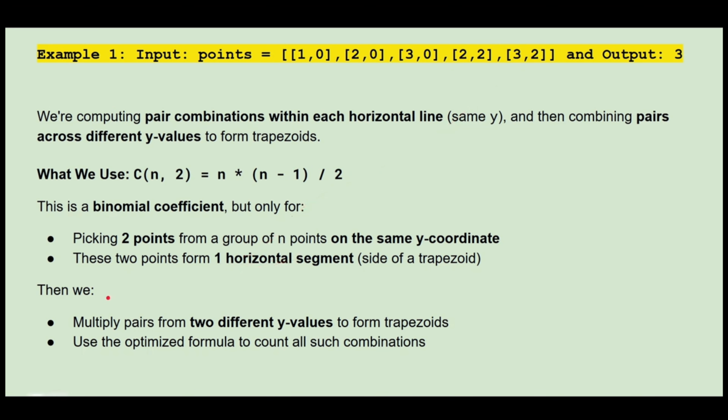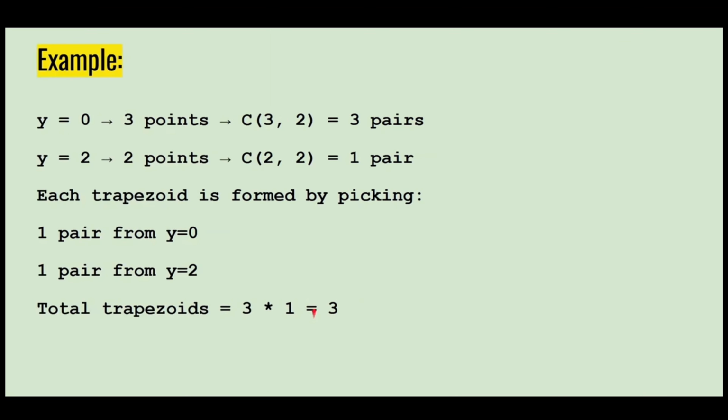Then we multiply pairs of two different y values to form a trapezoid. So we'll use the optimized formula to count all such combinations. Let's understand: when y is equal to 0, we have got 3 points. Similarly, from y equal to 2, we got the 2 points. We'll put in the formula that we have shown, and you will get the pairs. When you multiply, you will get 3 into 1. Here we have to take 3 points, okay?